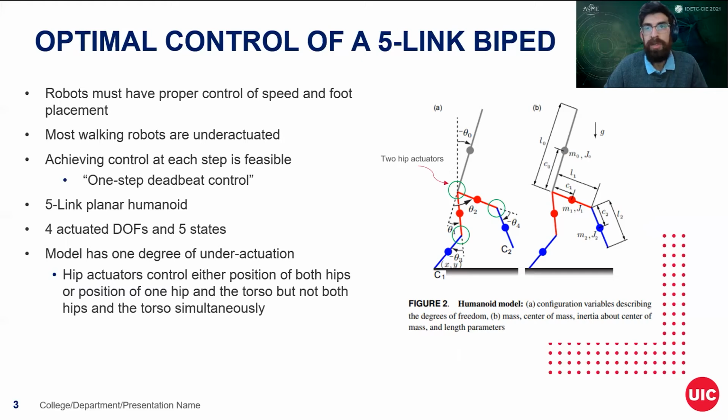However, achieving control at the end of every step is easier to achieve, and this is known as a one-step deadbeat control. In this research, we worked with a 5-link planar robot model shown here in the picture. The robot has a total of 4 actuated degrees of freedom, 1 in each hip and 1 in each knee. The model has 1 degree of underactuation because the hip actuators can control either the position of both hips or the position of one hip and the torso, but not both hips and the torso simultaneously.